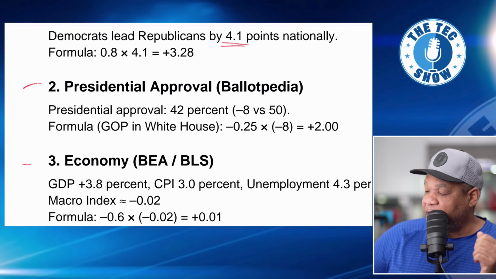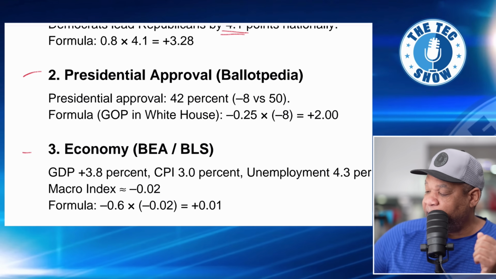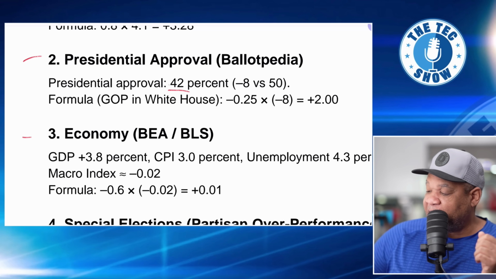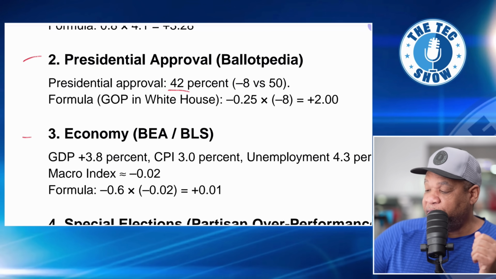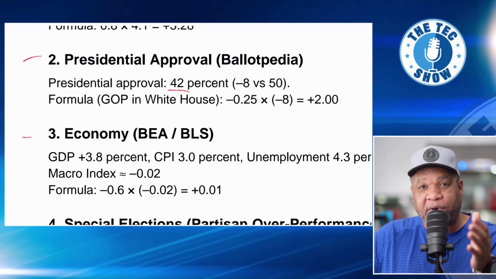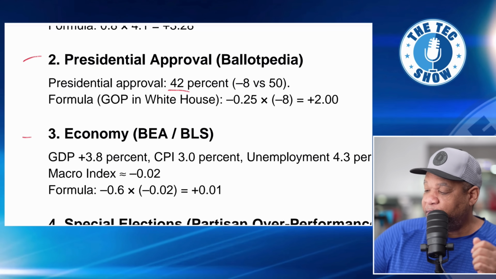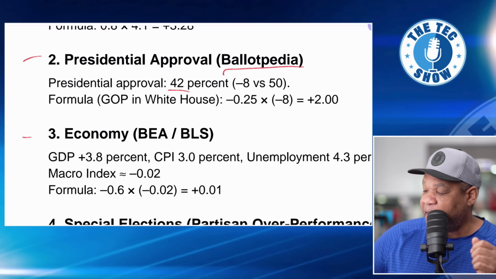Now let's go ahead and take a look at presidential job approval. That has gone down slightly. It was at 43% just last week, and the new numbers, and this just came out November 7th, the new number is now 42%. This is coming from Ballotpedia.